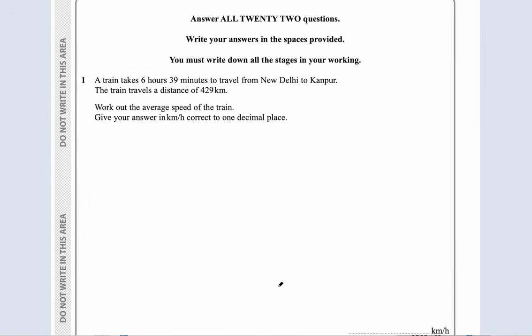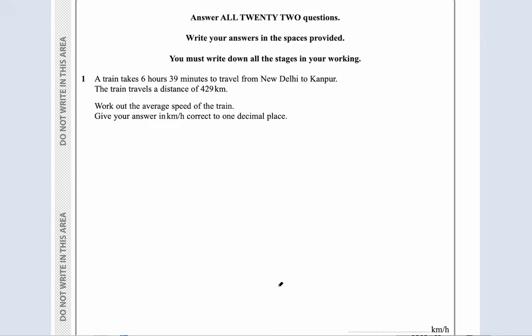Okay, question 1. The train takes 6 hours and 39 minutes to travel from New Delhi to Kanpur. The train travels a distance of this. Work out the average speed. Okay guys, speed, if we remember, speed is distance over time. Speed equals distance over time. Our distance is 429. And our time is in hours and minutes.